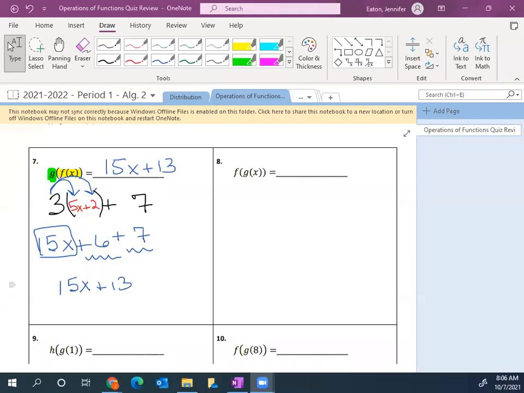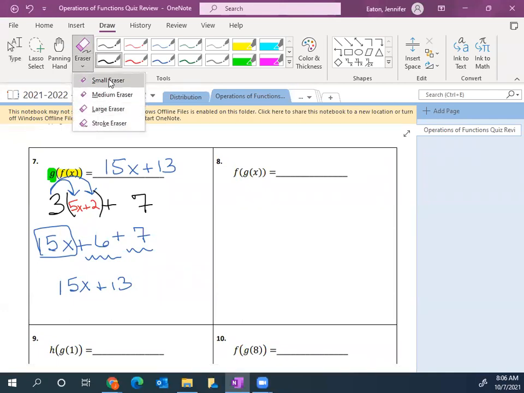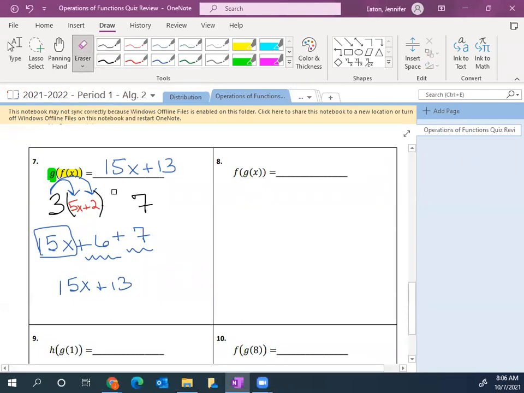So my final answer here is 15x plus 13. All right, so sorry, there was a typo on my end. This was a minus 7. This is why we always go back and check our work. With that minus in, it changes this last number here. So 6 minus 7 is minus 1. Thank you for catching that. I appreciate that.